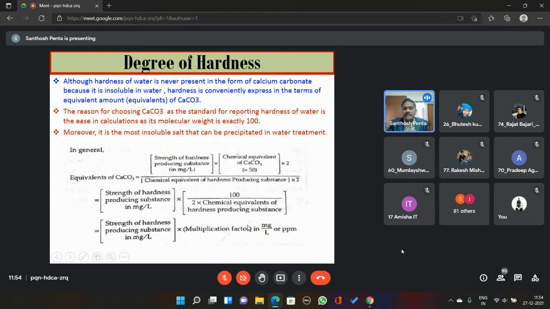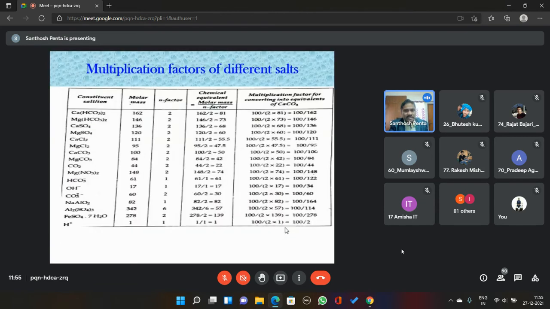Once again I am saying, what is the formula? One formula you remember. Don't remember all these formulas. Simply remember: hardness in equivalents of calcium carbonate is equal to the strength of hardness producing substance, which may be given in milligram per liter or ppm, then that should be multiplied with the multiplication factor. Yes, you can have the question: what is the multiplication factor? The multiplication factors were given here.